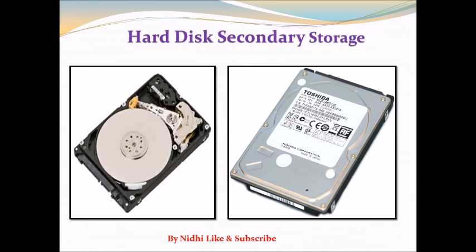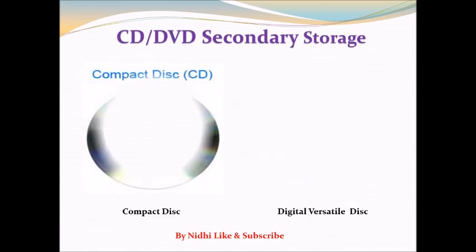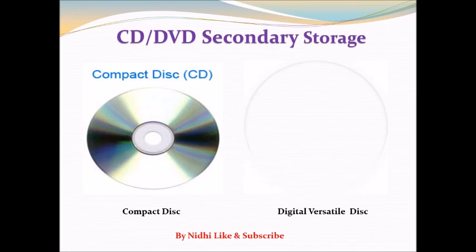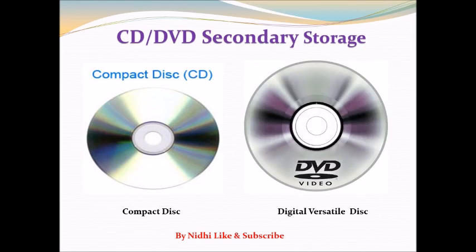Next is CD. CD means compact disc, and DVD is digital versatile disc. CD stores less data as compared to DVD. Initially CD came as a portable storage device, and then for higher storage DVD was developed. DVD can store two or three movies at a time, but CD has less space as compared to DVD. So here you can see CD and DVD.